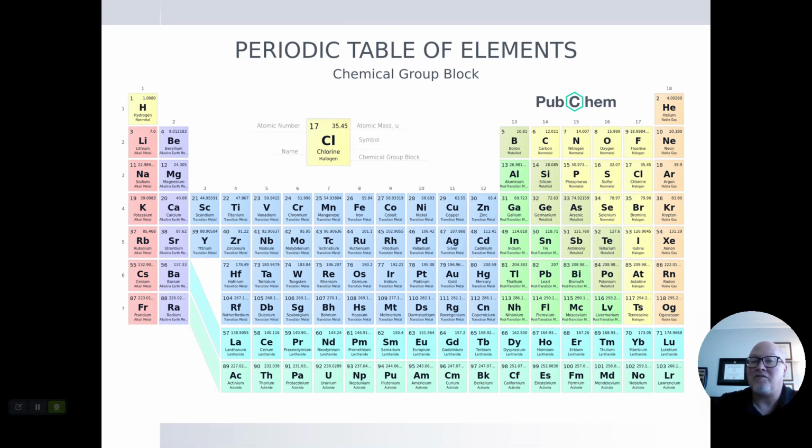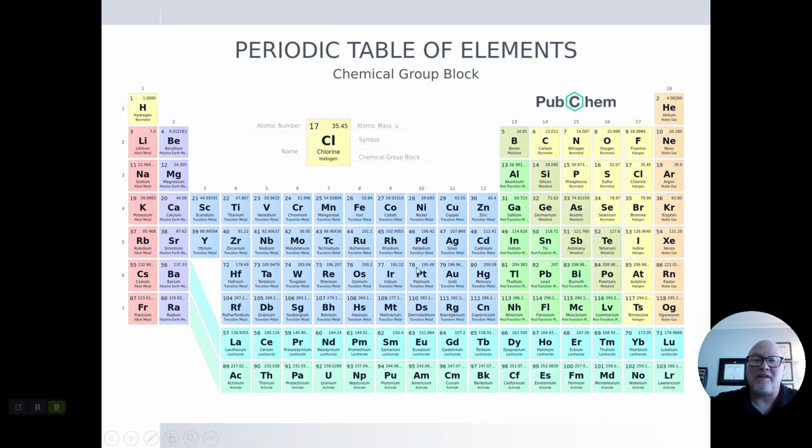I'm not going to go down any further because tennessine is both man-made and it's very unstable, so you hardly ever see that anywhere. But these are your metalloids. So silicon, germanium, arsenic, antimony, tellurium, polonium, astatine. So those are your metalloids.